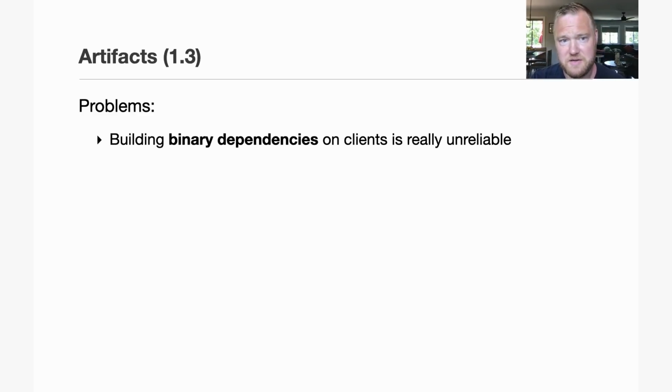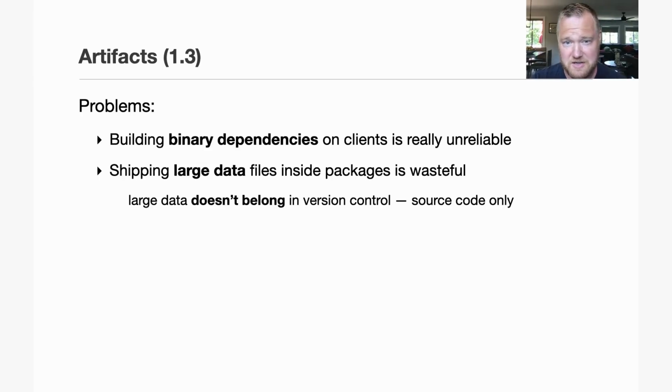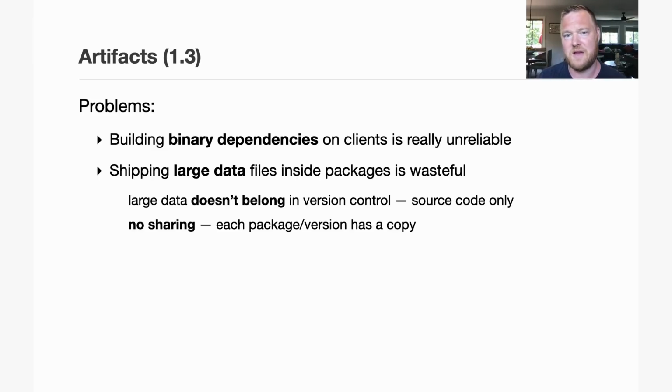In the process, we realized that this is not all that different from supporting shipping large data files to users, because shipping large data files inside of packages is wasteful and kind of not great. Large data doesn't really belong in version control. It should be source only. And if you ship it with every copy of a package, then there's no sharing, and every time you install a different version of the same package, or a different package that depends on the same data, there are multiple copies. So you can end up with lots and lots of copies, which is fine with source, but not great for large data sets.